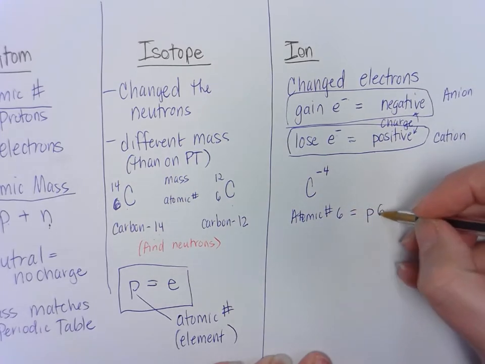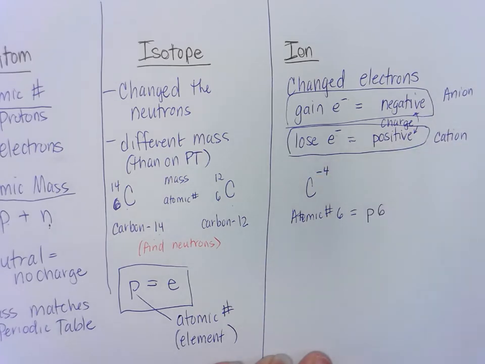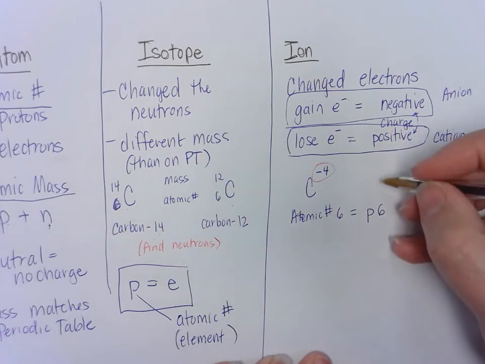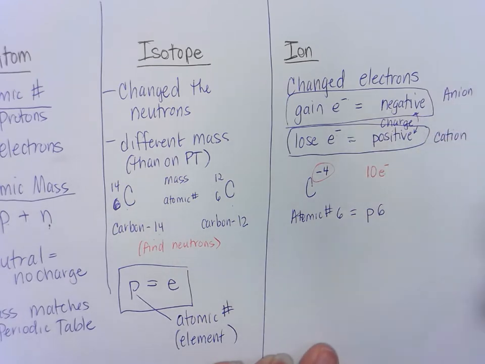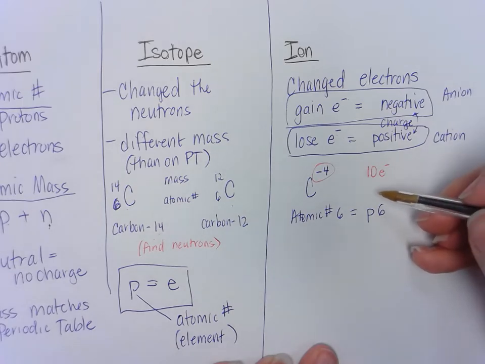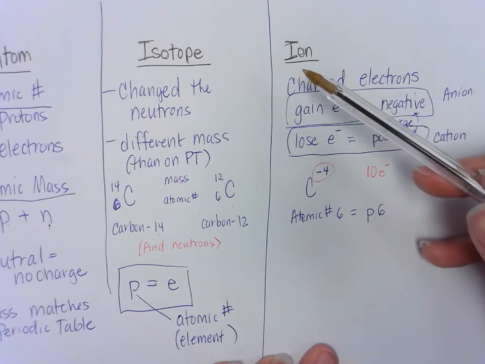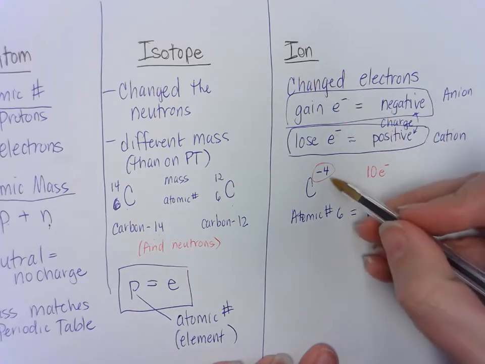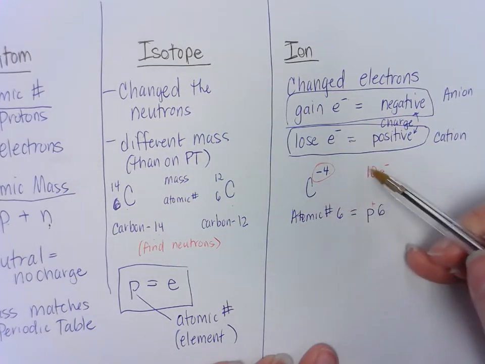I would have 6. Now, if I am trying to figure out that I have gained 4 electrons, I would have a total of 10 electrons, because typically in an atom, well, actually, always in an atom, the protons and the electrons are the same. But because this is an ion and we've gained or lost electrons and we have an overall -4 charge, we have 4 more electrons than we would normally have, so we have 10 electrons.